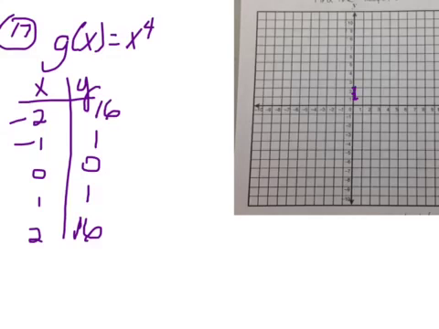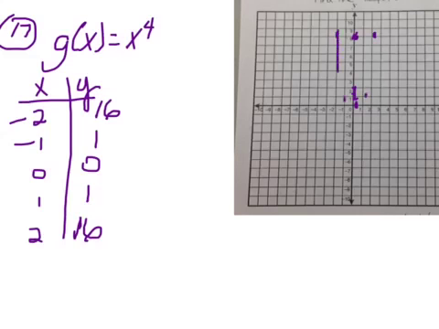So if I graph -2, 16, -2, 16 would be like here, because this would be where 16 is, okay? And 2, 16 would be up here. 0, 0 would be here. 1, 1 would be here, and -1, 1 would be here.